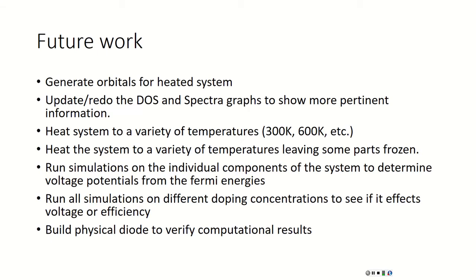Future work would be to generate the orbitals for the heated system to actually show the charge transfers, if possible, get a thermal gradient across the system, and observe it over time to see if we can actually see the orbitals showing the electrons jumping around and generating a charge. Update and redo the density state and spectrographs to show more pertinent information. Run the system at a variety of temperatures and actually find out at which point it begins to fail or show unusual properties that we aren't expecting.